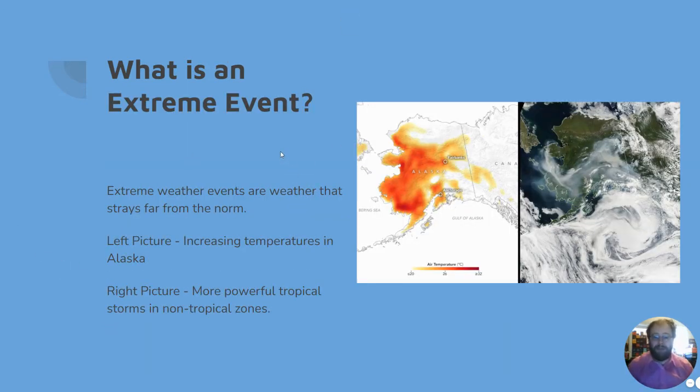Now, what is an extreme event? We're going to be talking about these a little bit. An extreme weather event is just weather that strays far from the norm, right? It being super hot in Alaska, there being hurricanes, right? And having powerful tropical storms in non-tropical areas. That's an extreme event. It's outside the norm that we're accustomed to.